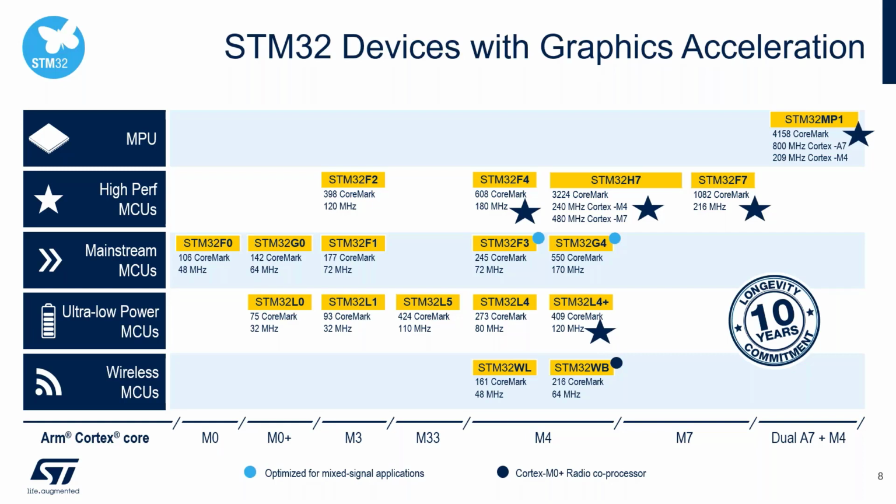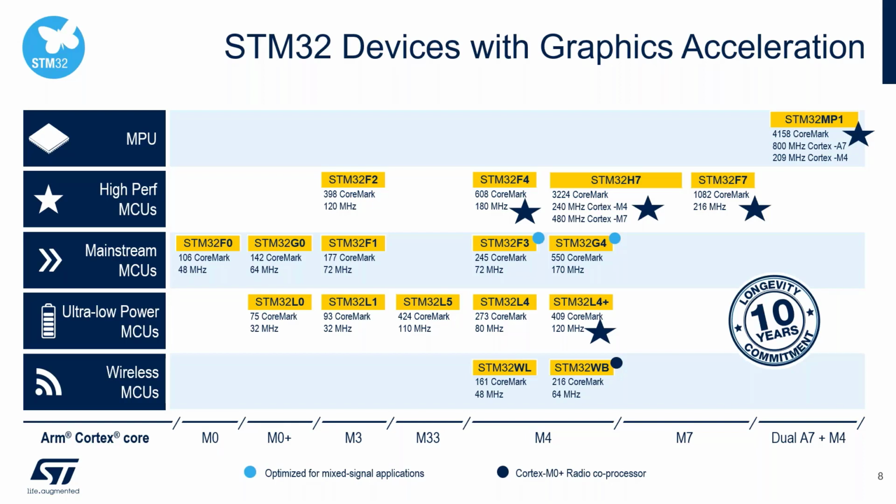So with the stars, these are the series with what we call advanced graphics capabilities. So we have some STM32 M4s, STM32 F7, H7, the new series, and different L4s, and also the MP1. And of course, they give you a different level of performance, integration, embedded memory, package size, and so on. And depending on your needs, you could find a suitable package here.